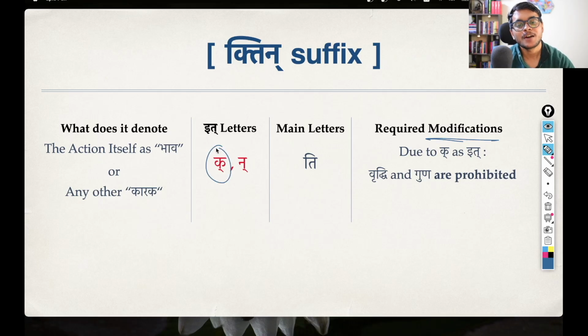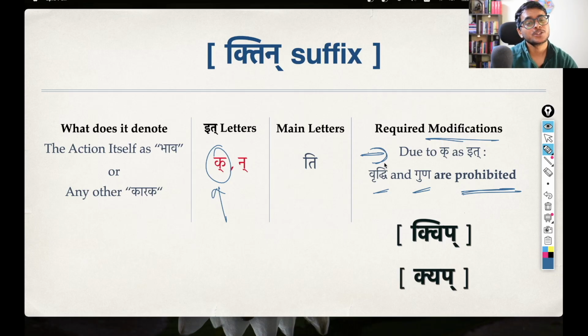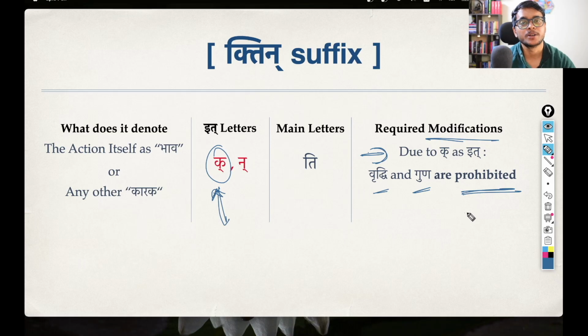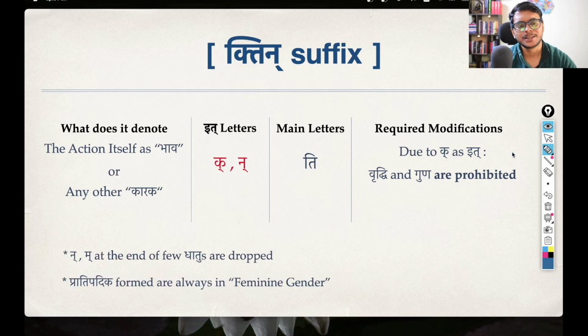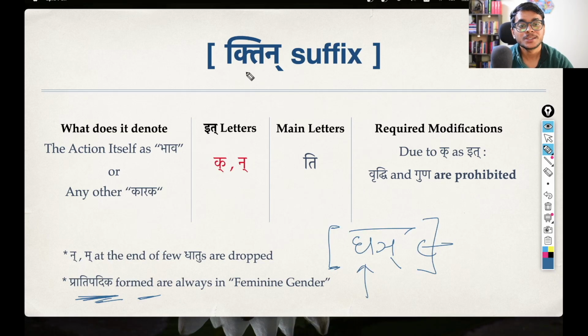Okay. And now what are the required modifications? So since we have a special kind of it letter, we know that due to this ka as an it letter, the vriddhi and the guna, both of these are prohibited. And we saw a similar kind of modification before also, in the kvip pratyay and kya pratyay. In both these suffixes also, you had this ka as an it letter. And due to this ka, the vriddhi and guna are prohibited. And then we have two more additional details. The pratipadikas that are formed using this ktin suffix are always in feminine gender. They are always strilingam. Okay, so basically you have one suffix to create only masculine gender pratipadikas and now you have another suffix to create only feminine gender pratipadikas.